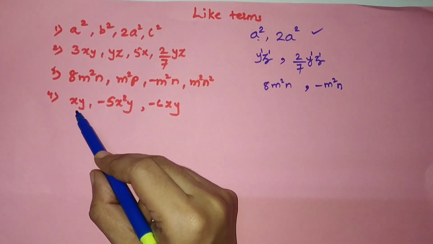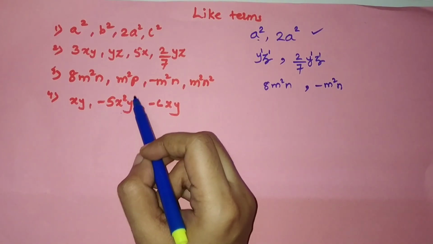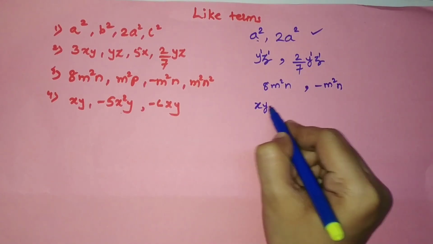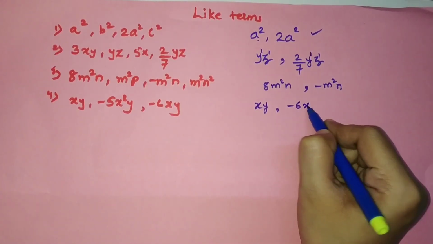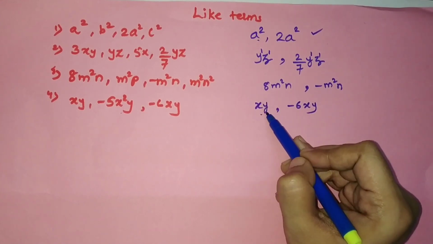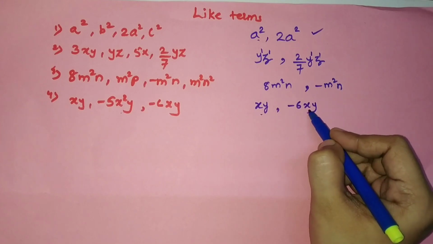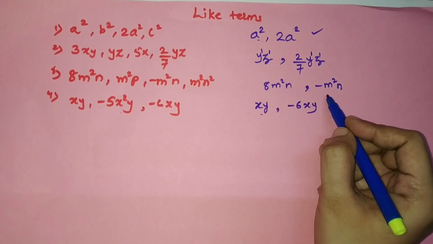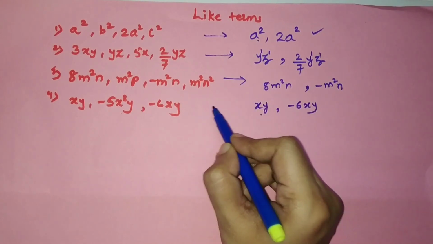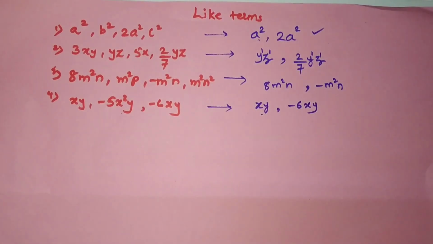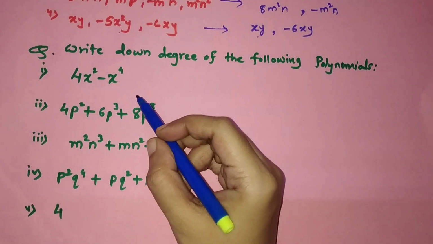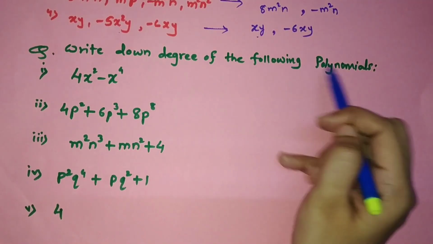And now here you can see xy, comma, minus 5x square y, comma, minus 6xy. So here xy and minus 6xy, these two are like terms: x to the power 1 and y to the power 1 here, and also x to the power 1 and y to the power 1 there. So from these examples, these are the like terms you can find out. Like terms share the same variable of the same power. Now the next question is to write down the degree of the following polynomials.